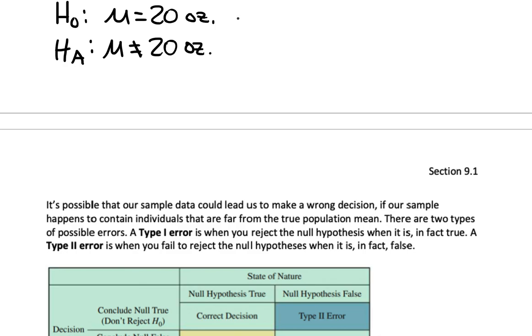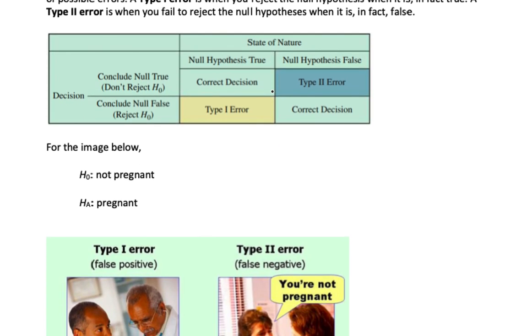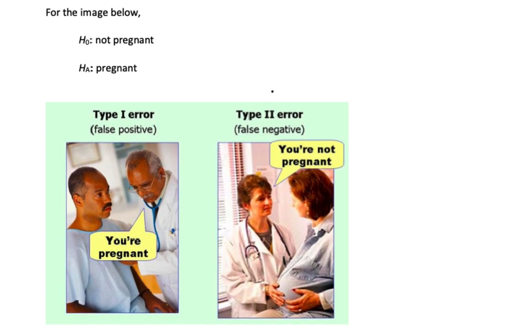So in my cracker example, a type 2 error would mean that the null hypothesis was actually false. The machine was actually not working correctly, but I happened to get an average that was close enough to 20 ounces that I concluded that it was working correctly. So we have another example here that's going to show the difference between these two types of errors.